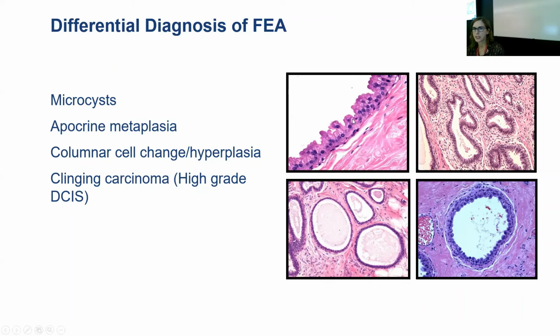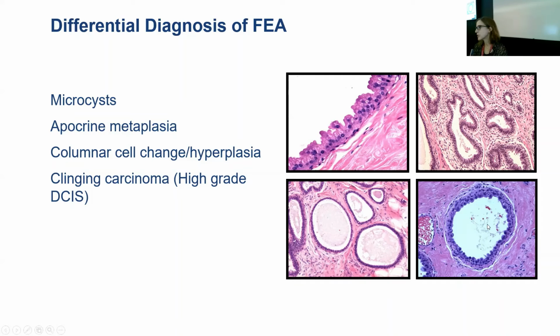Apical metaplasia is similar because the nuclei are very round and regular, like in FEA, but you have much more abundant eosinophilic granular cytoplasm. Columnar cell change and hyperplasia are in the differential because of the variable dilatation of the acini, but the nuclei don't look atypical, they're more elongated, and as I say, unless you have those features of low-grade DCIS cytologically, you should fall towards columnar cell change.